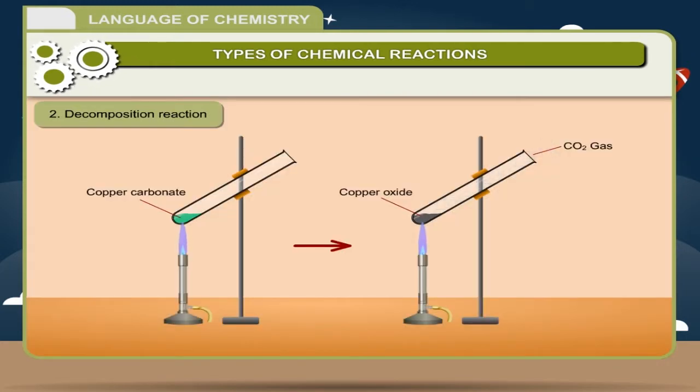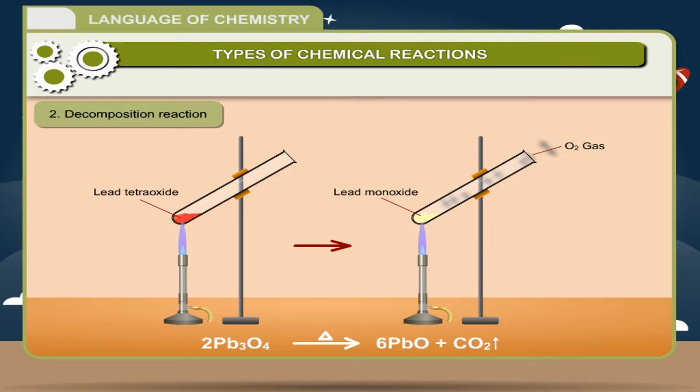Copper carbonate on heating decomposes to form copper oxide and carbon dioxide. CuCO3, green, on heating gives CuO, black, plus CO2. Lead tetraoxide decomposes to form lead monoxide and liberates oxygen gas on heating. 2Pb3O4, red, gives 6PbO, pale yellow, plus O2.